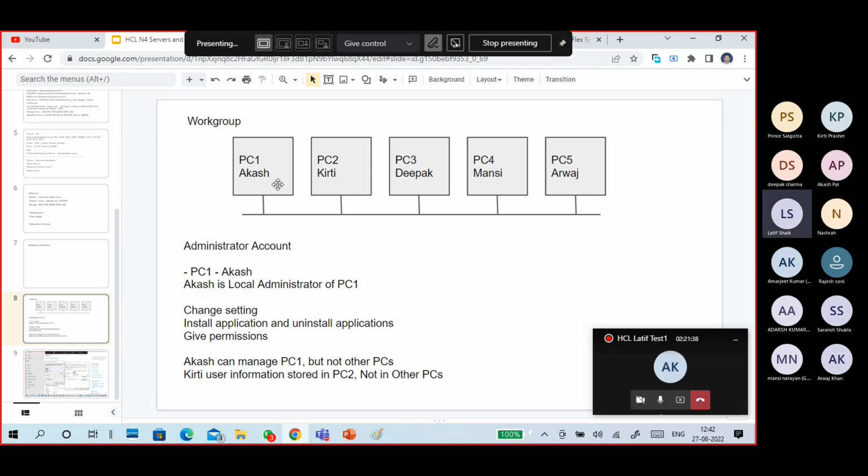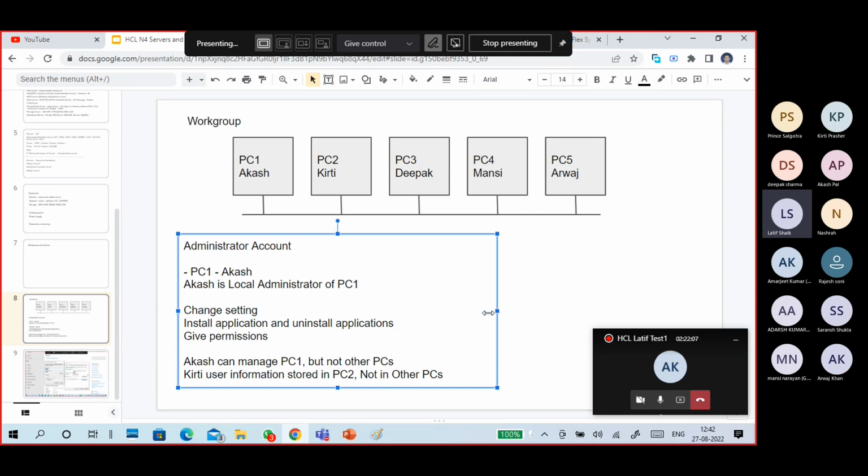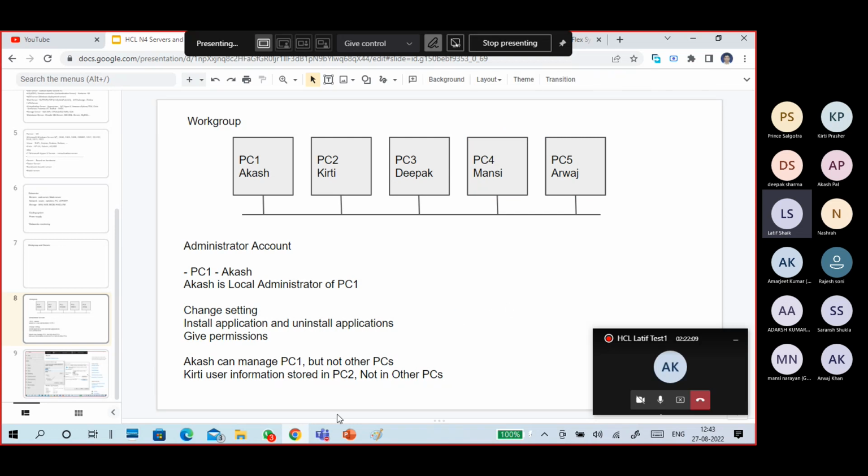So two points are covered. One user of one PC cannot log into other PCs, and users' information is stored in their local PC only. No centralized control, no centralized administration. Who is administrating? The local PC's administrator account can administrate the PCs. So these are the points in a workgroup, guys.